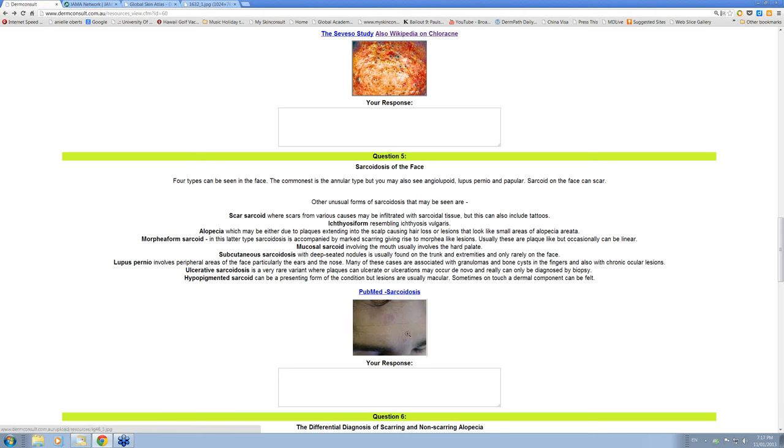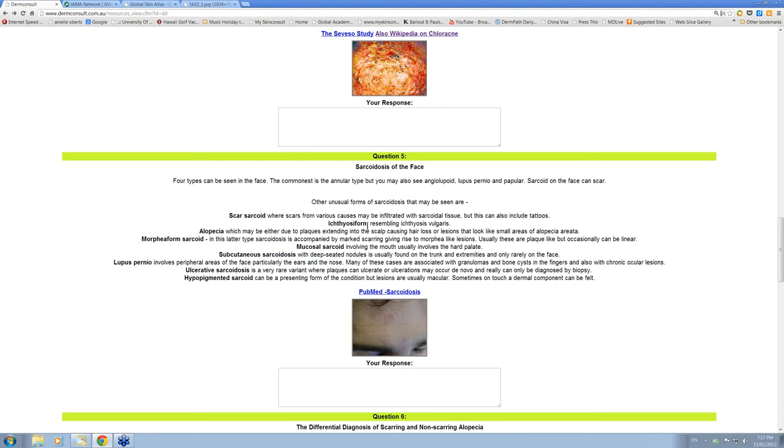So, if you've got someone with lupus pernio, go looking for problems with sarcoidosis elsewhere. And these are some of the other unusual types of sarcoid. Remember scar sarcoid. This is where you can get scars from a variety of causes, and yet the sarcoid infiltrates will occur in these scars, and it can also even include tattoos.